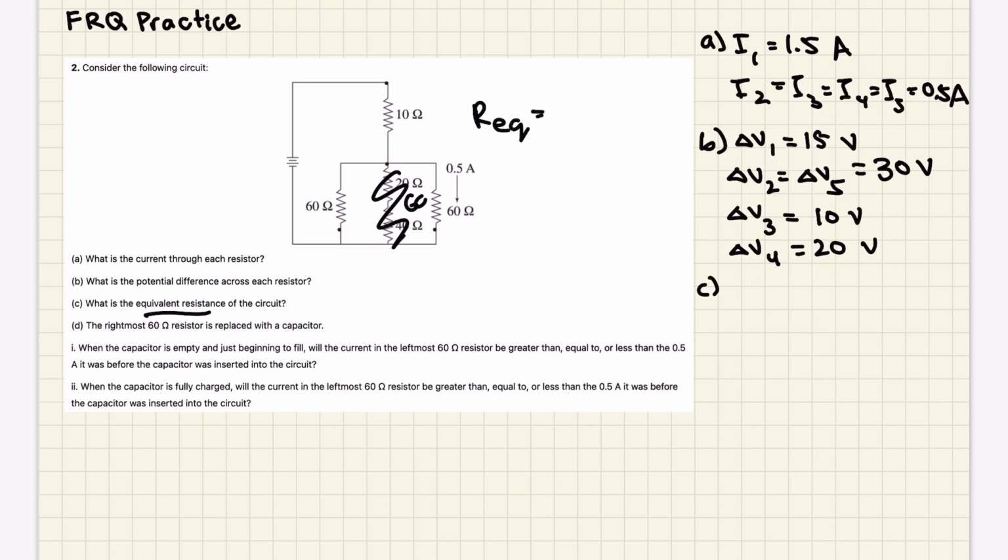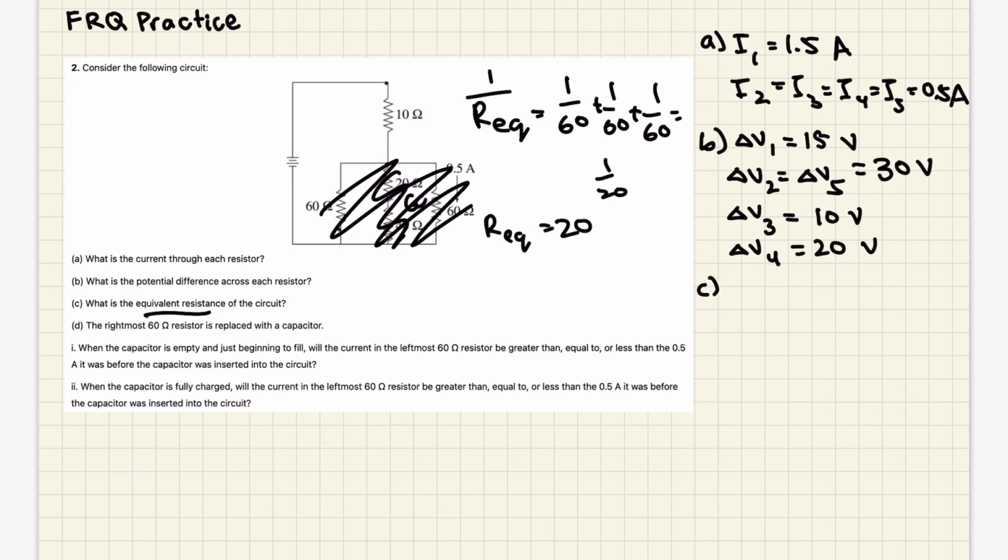And so 1 over the equivalent resistance is going to be 1 over 60 plus 1 over 60 plus 1 over 60, which is 3 over 60, or 1 over 20. And so the equivalent resistance is going to be 20. But then we also have this here. If this entire thing is 20 and this is 10, you have to add this up because they're in series, and we have a total of 30 ohms.